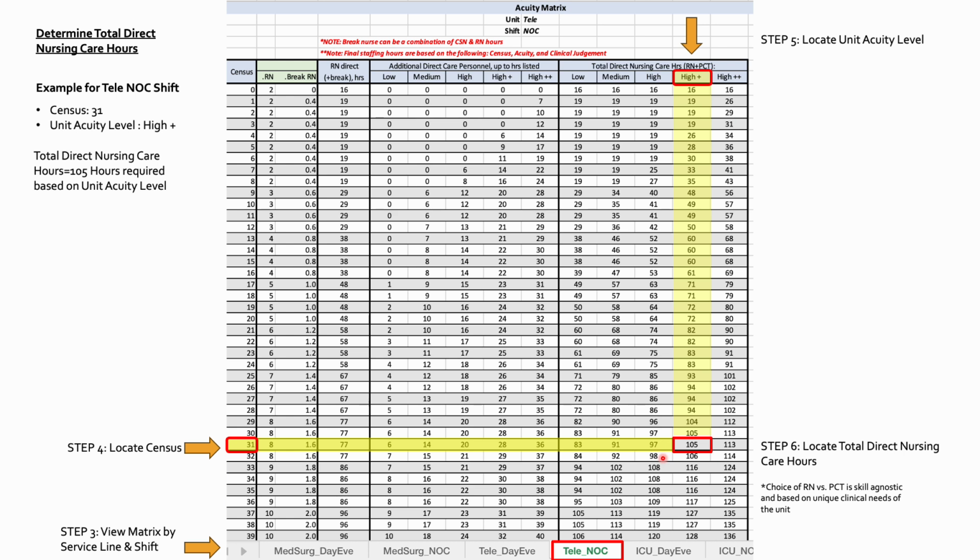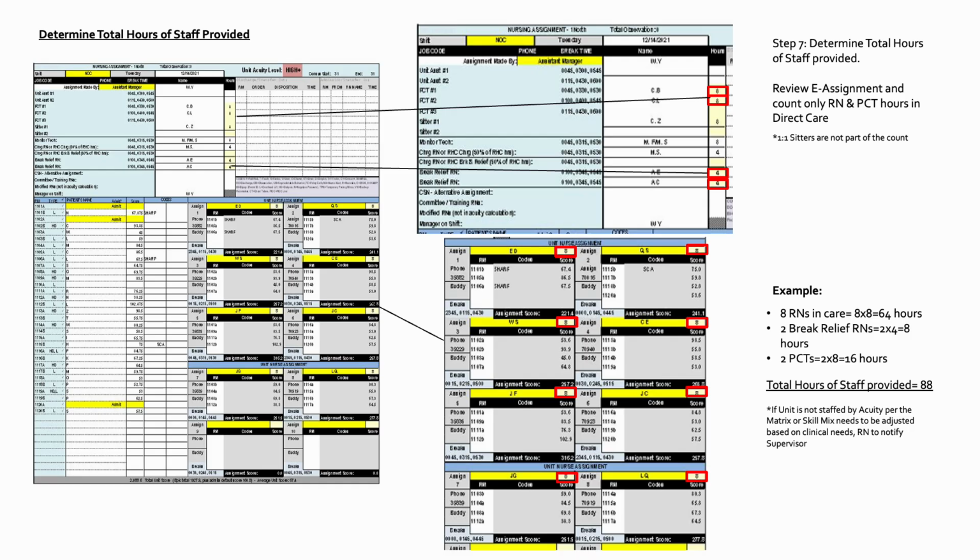Epic Acuity is skill agnostic. That means that the choice of RN versus PCT is based on the unique clinical needs of the unit. RNs do have the right to make recommendations on skill mix adjustments based on the unique clinical needs of the unit. Okay, I know what my unit requires based on the matrix.